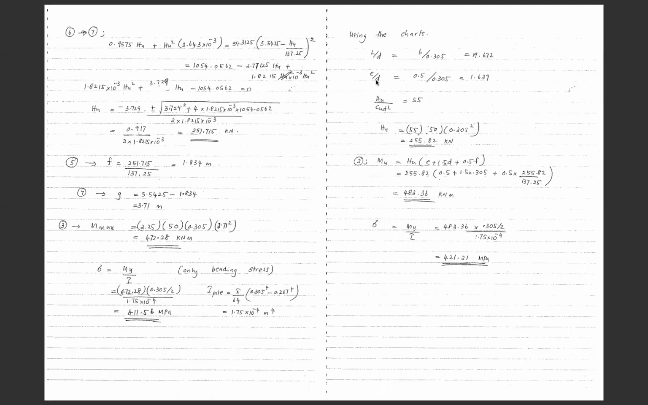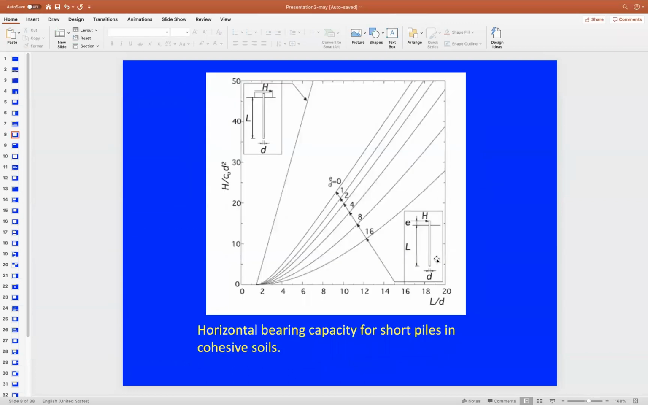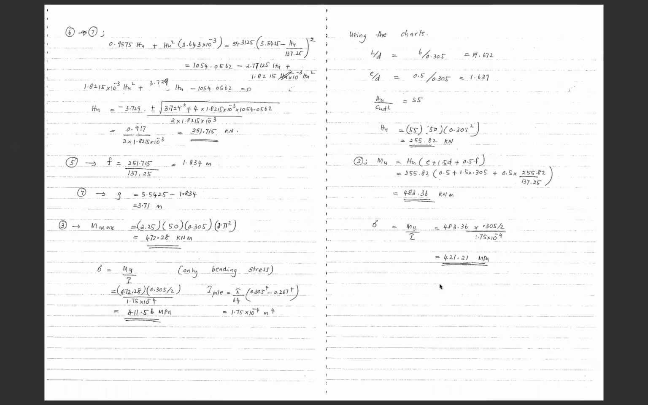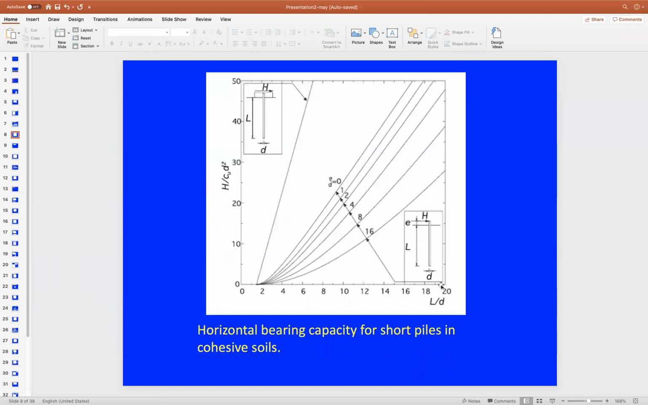and that will be 19.672. We have the eccentricity over diameter as 0.5, that's the given eccentricity value, divided by the diameter 0.305. We got 1.639. If we take these two values, 19.6 and 1.6, in this chart first, 19.6 will be somewhere here. It's closer to the 20.